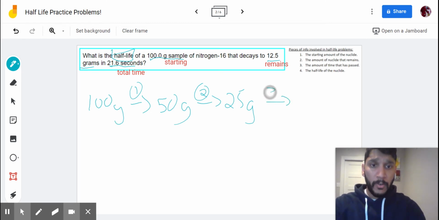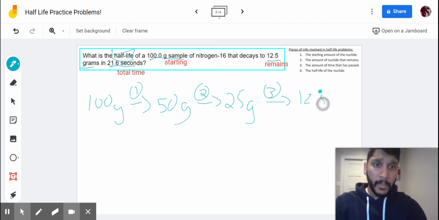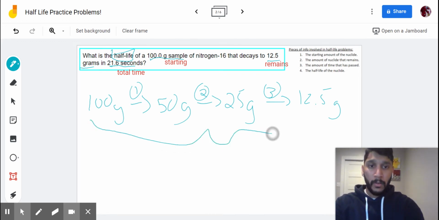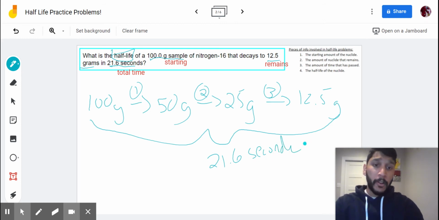All right, so we're going to go through a third half-life. If we take 25 divided by 2, cutting that in half is 12.5. Is that the same as 12.5? It is. All right, cool. So we've gone through 3 half-lives. The total time this took, going from 100 grams decaying to 12.5, is 21.6 seconds. We want to know the specific half-life for nitrogen-16. So we've gone through 3 half-lives, and the total time that took was 21.6 seconds.